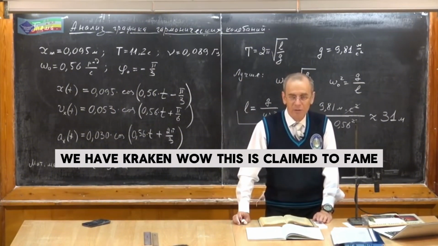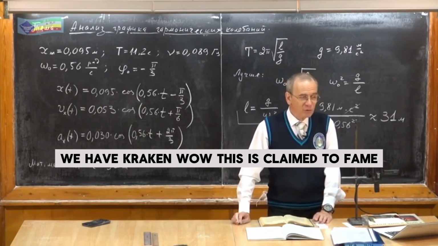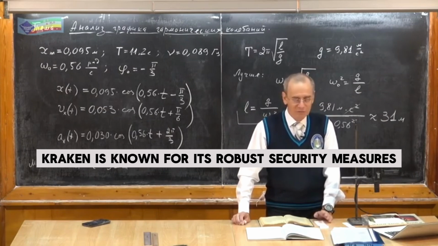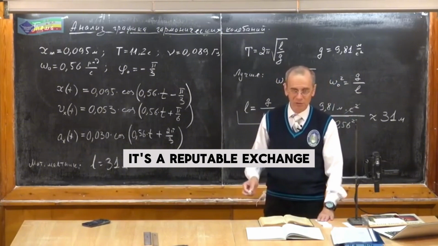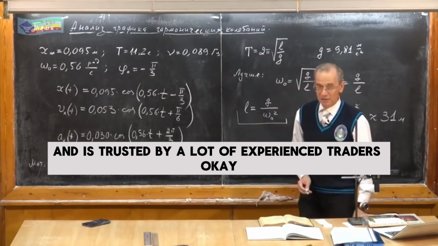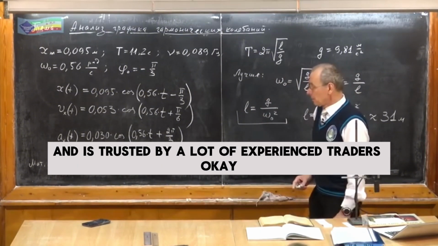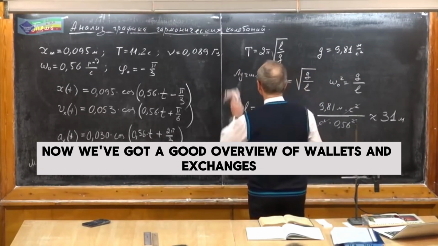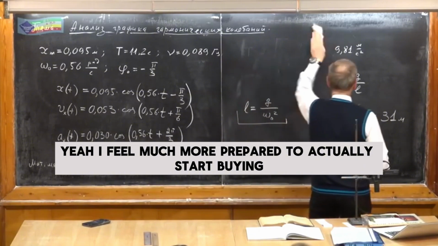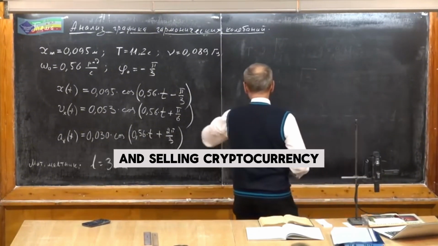And lastly, we have Kraken. Ah, this is its claim to fame. Kraken is known for its robust security measures and its high trading volume. It's a reputable exchange that's been around for a while and is trusted by a lot of experienced traders. Okay, cool. So now we've got a good overview of wallets and exchanges. Yeah. I feel much more prepared to actually start buying and selling cryptocurrency.